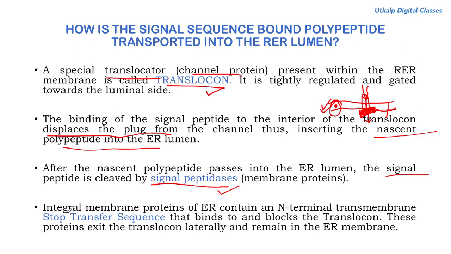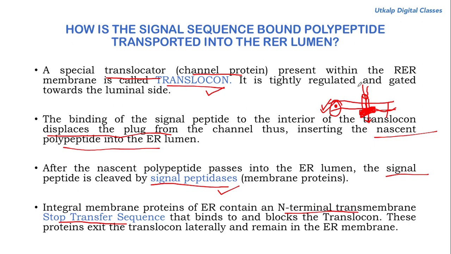This happens through the translocon only, but the integral membrane proteins of the ER contain an N-terminal transmembrane stop transfer sequence. I know it's a little confusing, but you have to understand this really well. This is very important. The proteins which are to be incorporated into the RER membrane will never pass down into the lumen of the RER.